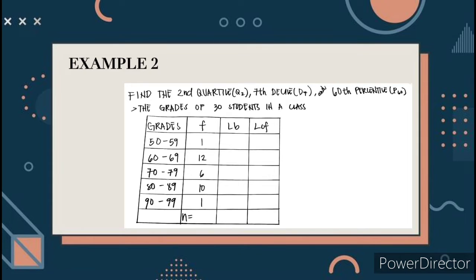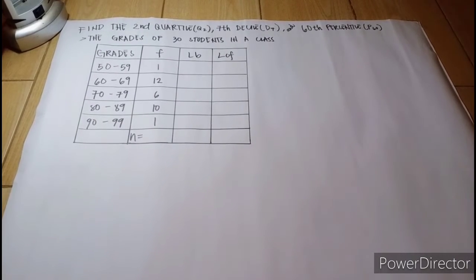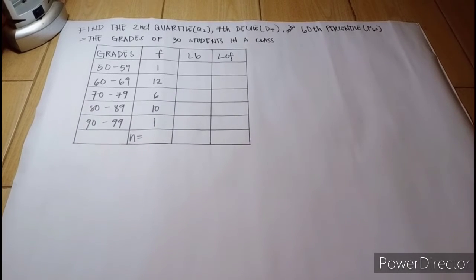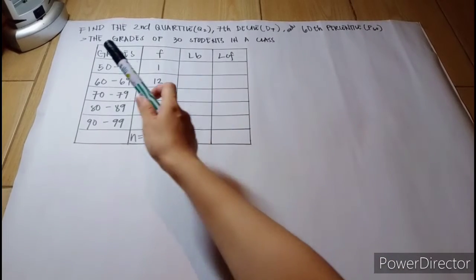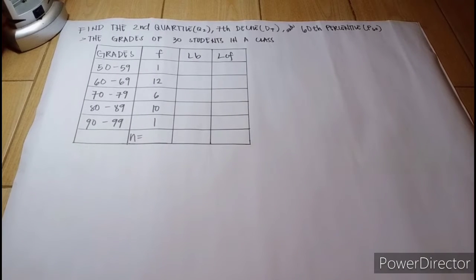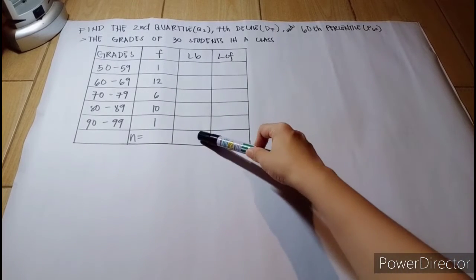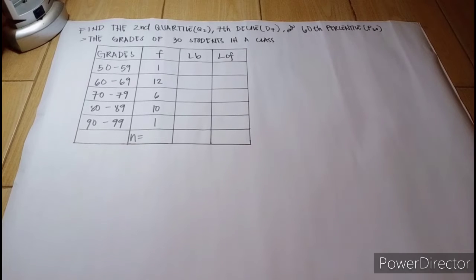For example, given this table, find the second quartile, 7th decile, and 60th percentile. The grades of 30 students in a class. Here are the grades: 50 to 59 has 1 student, 60 to 69 has 12 students, 70 to 79 has 6 students, and so on. But in order to find the quartile, decile, and percentile, we need to get the lower boundary. How can we get the lower boundary?